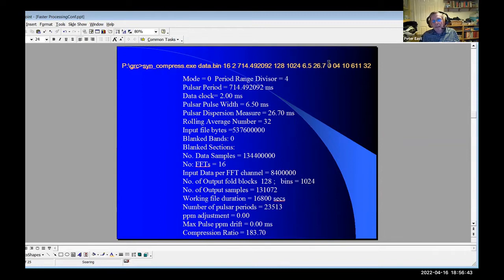0 is where you put in any possible period adjustment in parts per million. The 04 actually controls the period search range. You change the O into a T to go into test mode. 10 is the RF bandwidth, 10 megahertz. 611 is the RF center frequency, and 32 is a rolling average number, which I'll tell you about later.